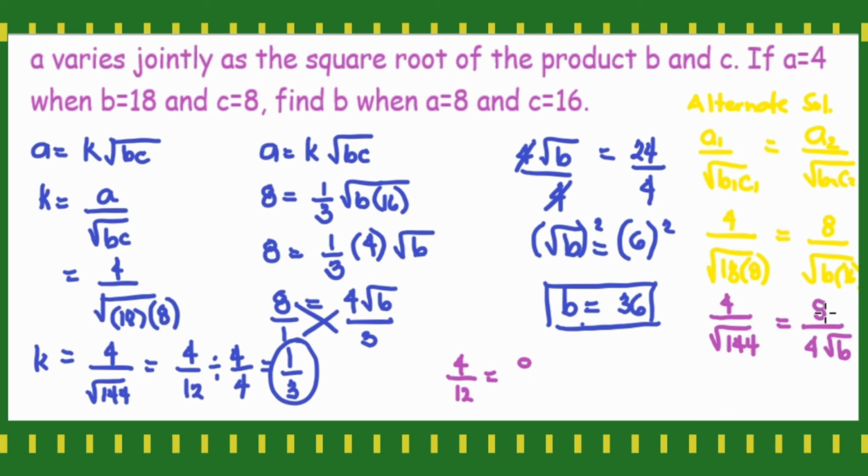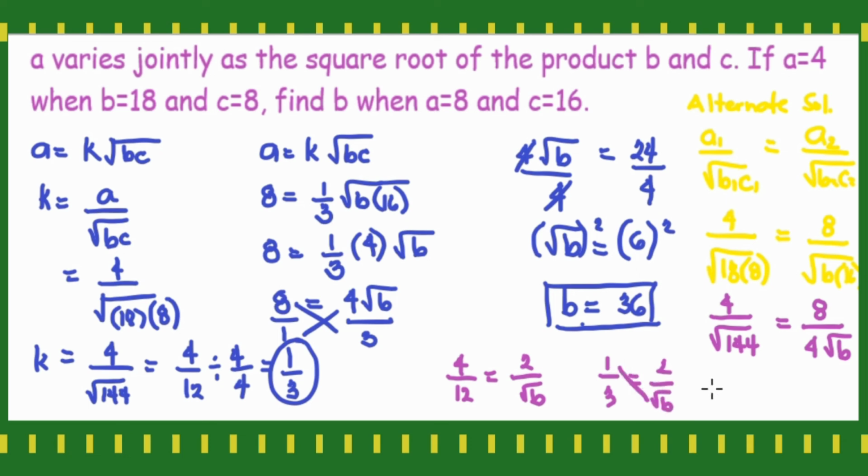Let's divide this one. 8 over 4 is equal to 2 over 1. Dinivide ko lang sila by 4. 8 by 4 is 2. 4 by 4 is 1. Times the square root of B. So we have 1 square root of B or square root of B. 4 over 12, that's equal to 1/3. Dinivide ko na naman siya by 4. 4 over 4 is 1. 12 over 4 is 3. It's equal to, copy, 2 over the square root of B.